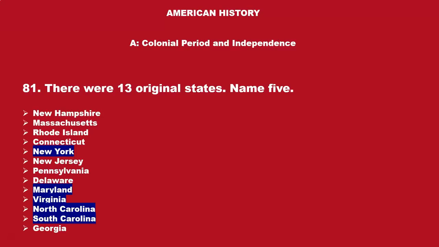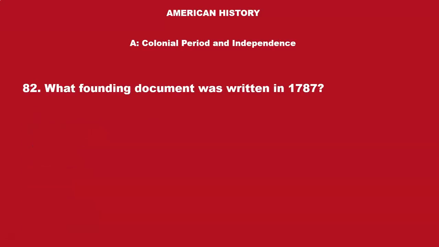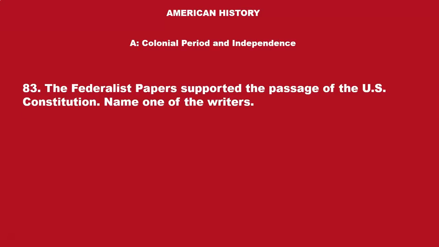New York, Maryland, Virginia, North Carolina, and South Carolina. What founding document was written in 1787? U.S. Constitution.